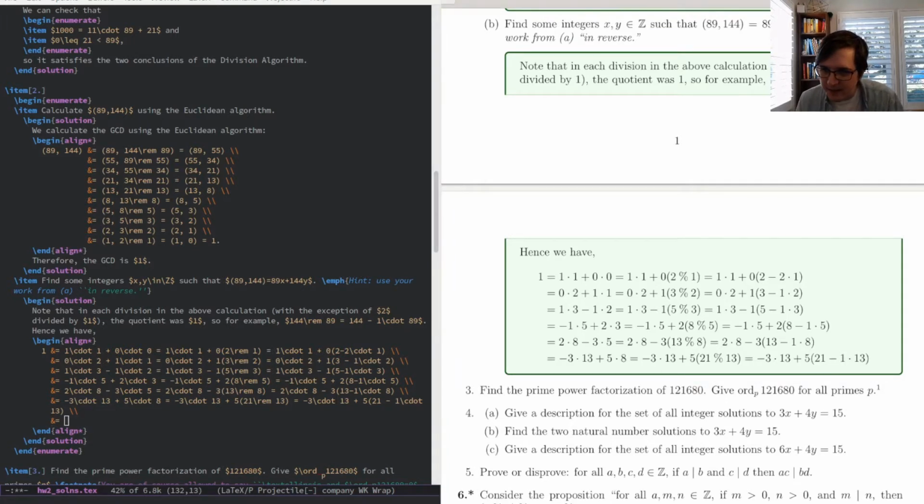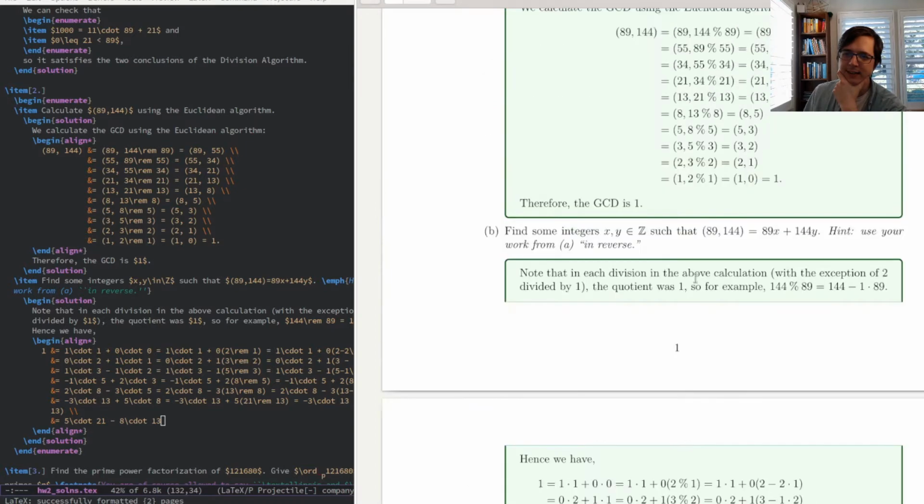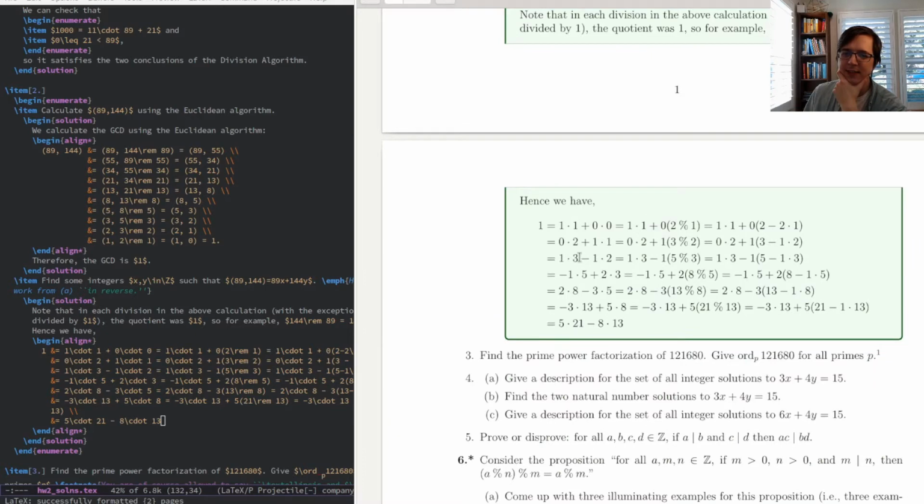Okay, so now how many 21s? We have 5 21s. And how many 13s? We have -8 13s. Is it cheating to just say we notice a pattern? So look at what these coefficients are: 1, 2, 3, 5. Look at this, 1, 2, 3, 5. Of course, it's going positive, negative, positive, negative.